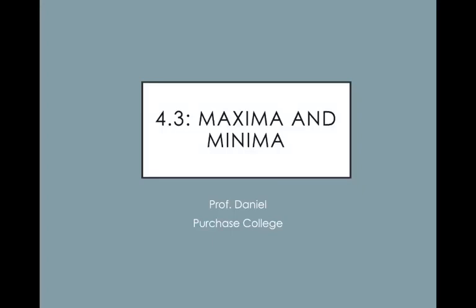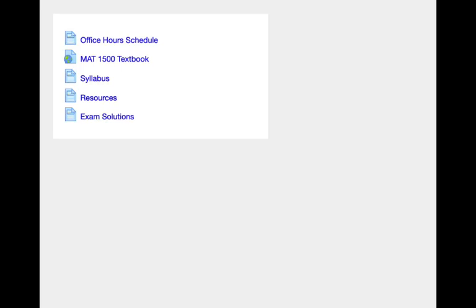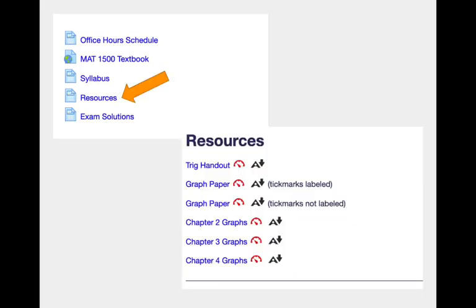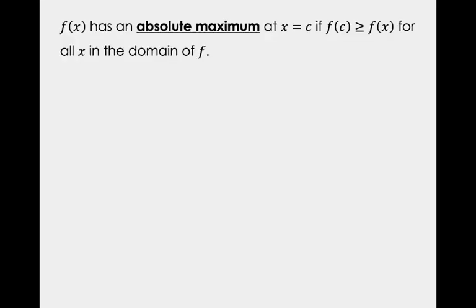All right, section 4.3 is on maxima and minima, or as normal people call them, maximums and minimums. I'm going to be looking at a lot of graphs in this section. These are posted under our resource tab. They are our chapter 4 graphs, if you want to print that out or just have it up on your computer screen as a reference. We're just going to focus on looking at what an absolute maximum or minimum means and then identifying them from a graph.